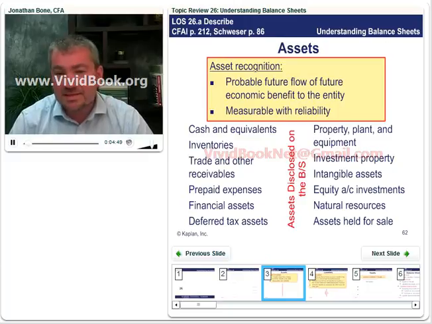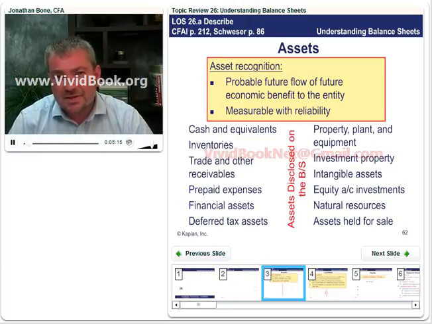Investment property is something we see under IFRS but not US GAAP, typically property or real estate held for its investment potential, capital gains and income, for example. Intangible assets are assets that do not have any physical form, so you can't touch them. Equity accounted investments have something to do with joint ventures and associates.